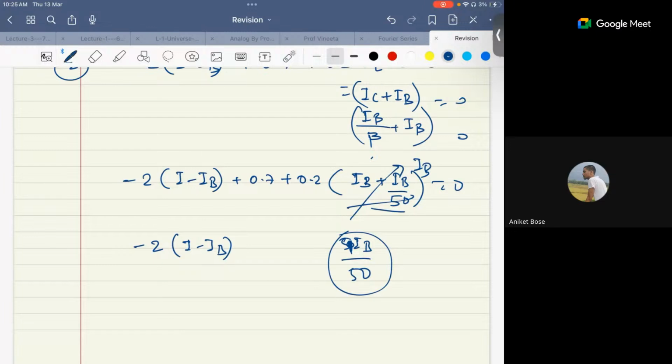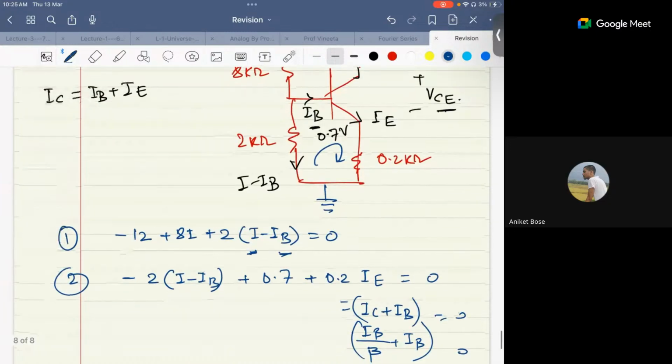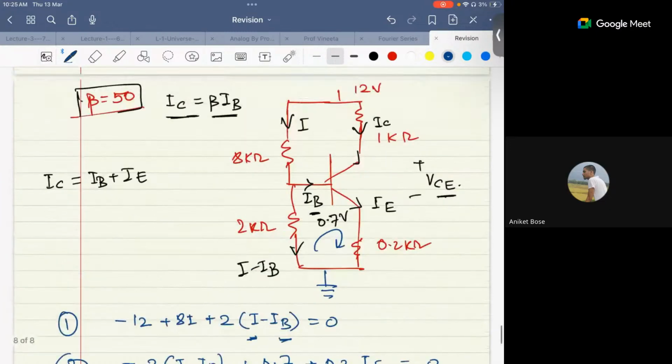Correct. So somewhere you can do the approximation and calculate, and you'll be having an equation in the form of I and IB. You can solve it to get the value of I and IB both. And if you get IB, then you can calculate IC, because all the equations you can write in the form of IB, and then that's all.